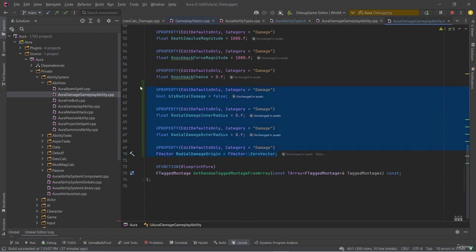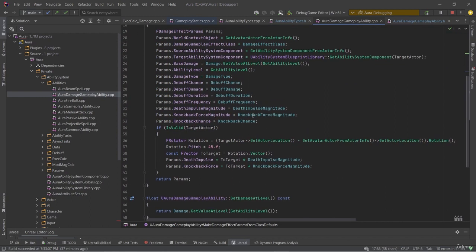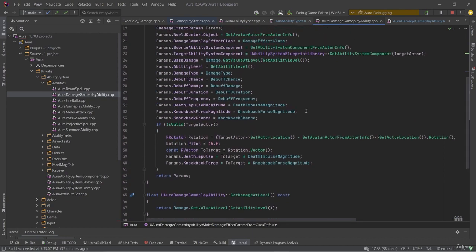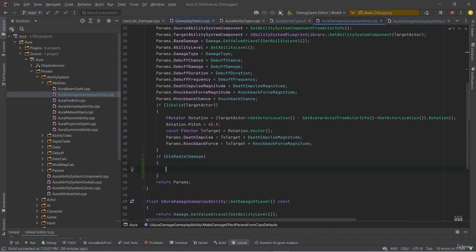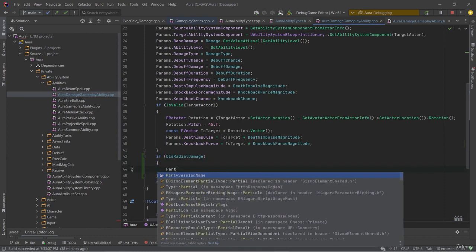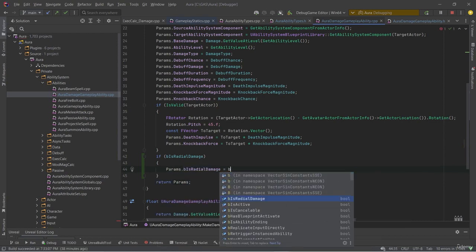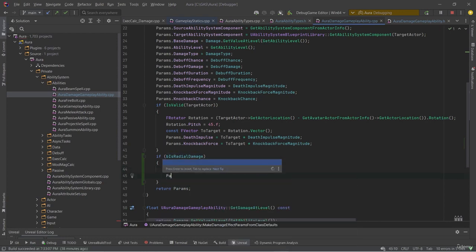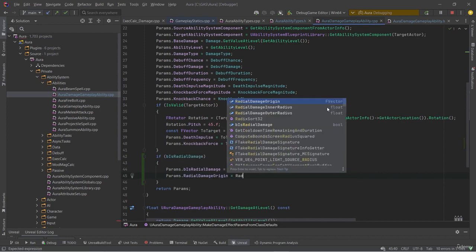Now I'm going to take these 4 and set them in our Aura Damage Gameplay Ability function, make damage effect params from class defaults. We're going to go ahead and set these, but really only if this is radial damage. So we're going to first check if B is radial damage. If that's true, then we can go ahead and set the radial damage parameters. We're going to say params dot B is radial damage equals B is radial damage. We'll carry that across. We'll have params dot radial damage origin.